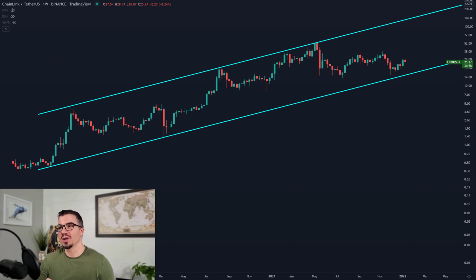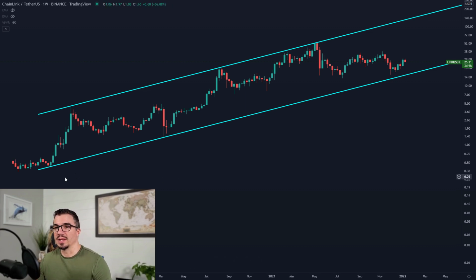Okay, so starting with the LINKUSD weekly time frame, I like to start on a higher time frame because it helps to give you some context to where the market has been over the last few years, which does help when you start to drill down to the daily time frame, the 4-hour time frame, etc.